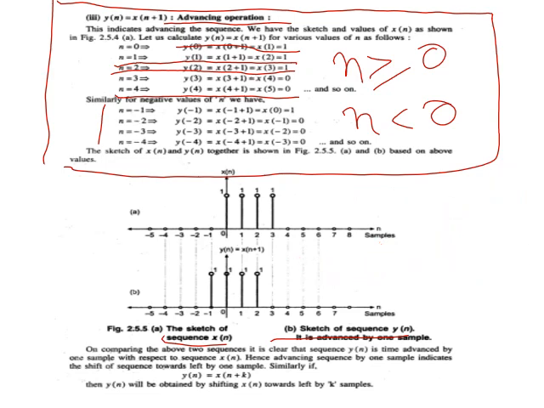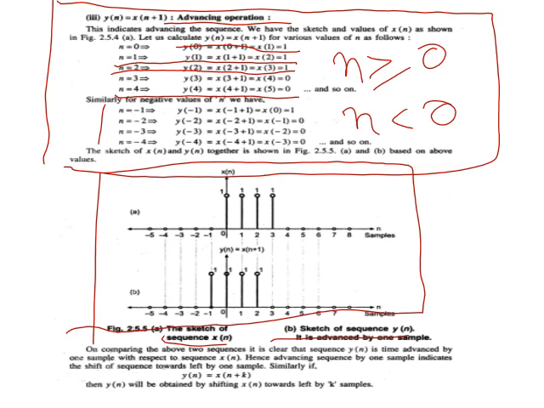If you observe these two signals carefully, then you will see that when you perform the advancement operation, the signal moves in the backward direction from the original position.